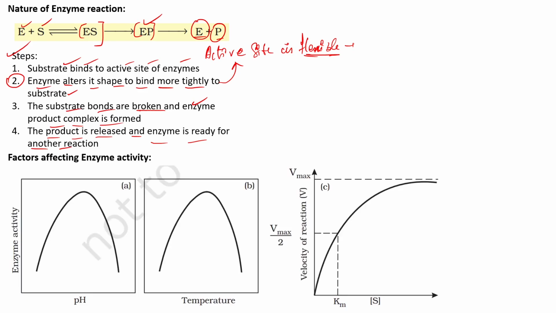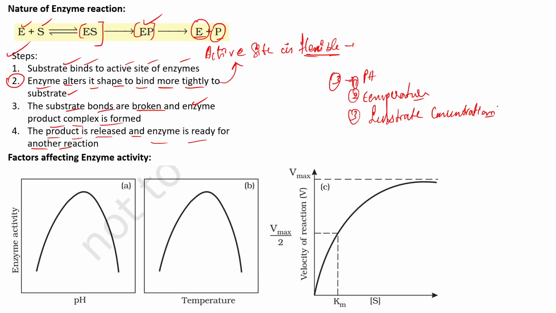Now let us look into some of the important factors that affect the enzyme activity. Here, let us mention three important factors. The first is the pH. The second factor is the temperature, which we have mentioned earlier. Temperature is also an important factor. And finally, the substrate concentration. Now, these graphs are already mentioned in your textbooks.